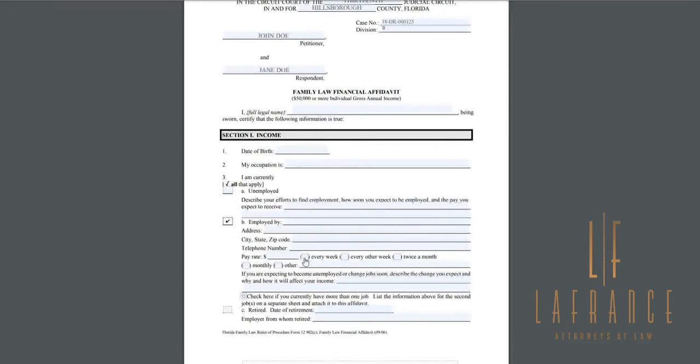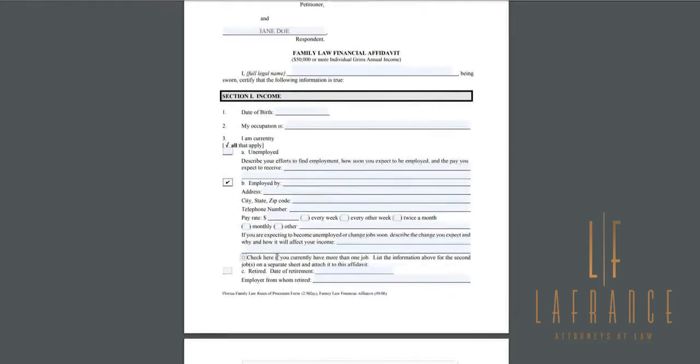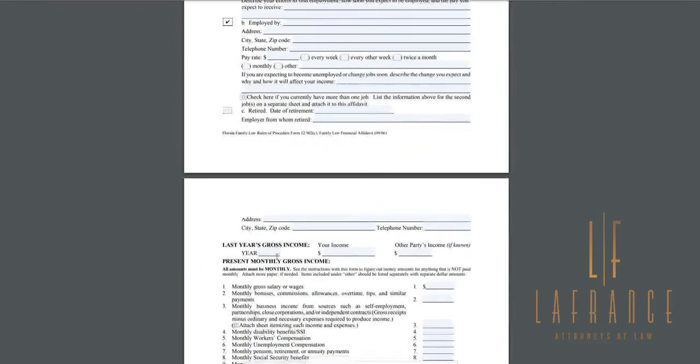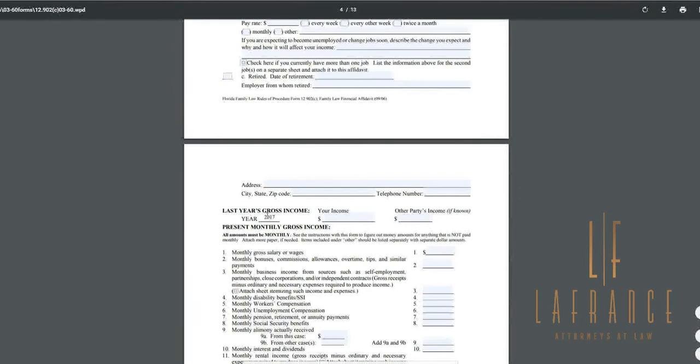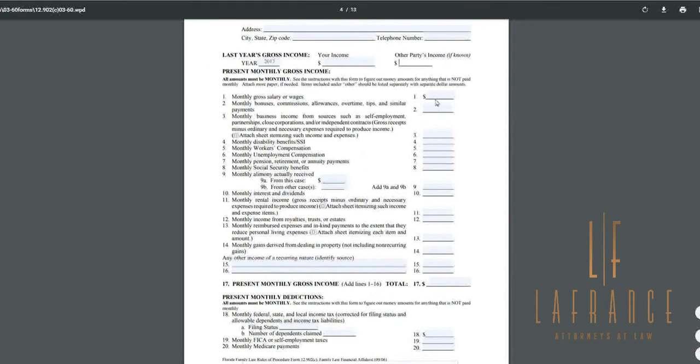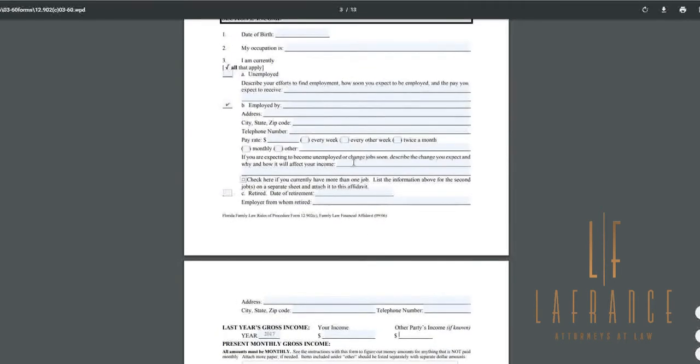Your pay rate is, again, either if you're paid every week, whatever that might be, if you're paid every other week, which would be 26 times a year, or if you're paid twice a month, which again would be 24 times a year. But whatever it is, you put your pay rate there. And then you keep toggling down, and since we're in 2018, last year's gross income, you're going to put 2017, and then whatever it is that you made in 2017 from a gross income perspective, and what the other party's income is.